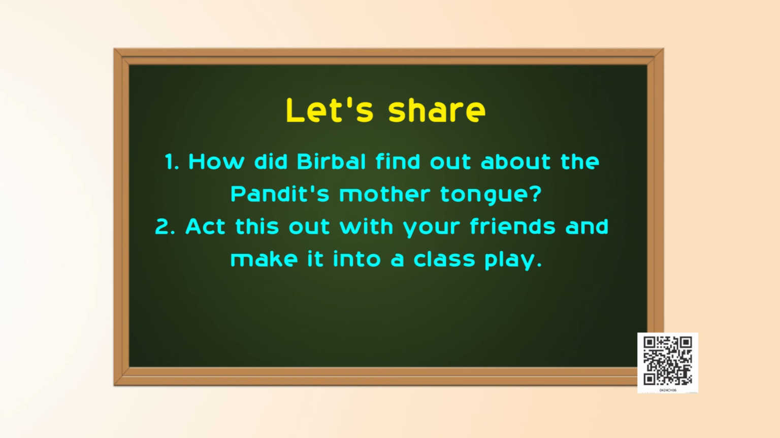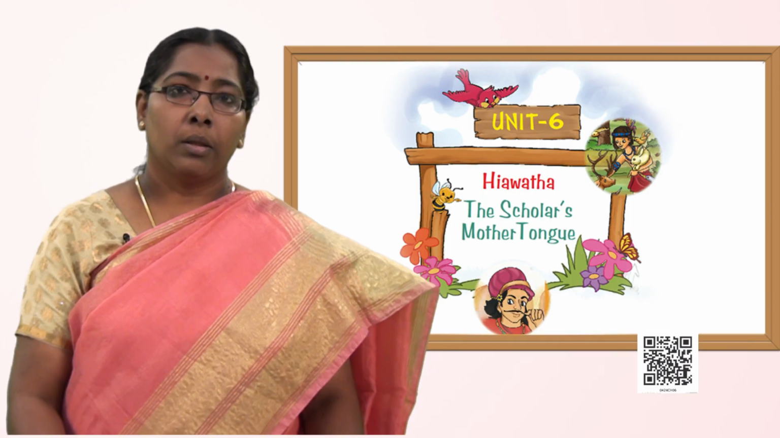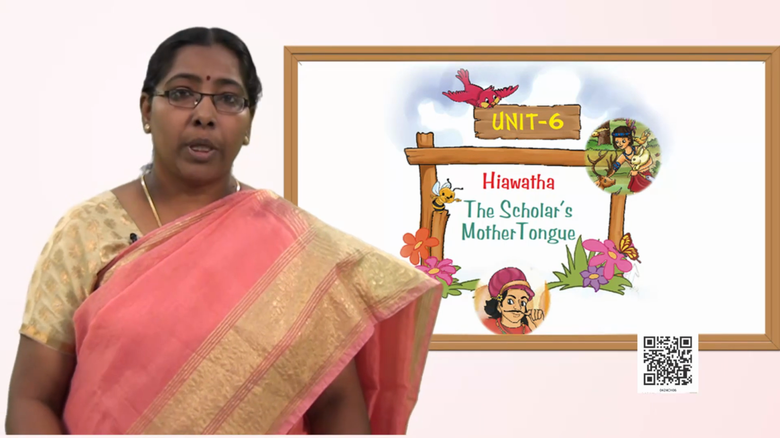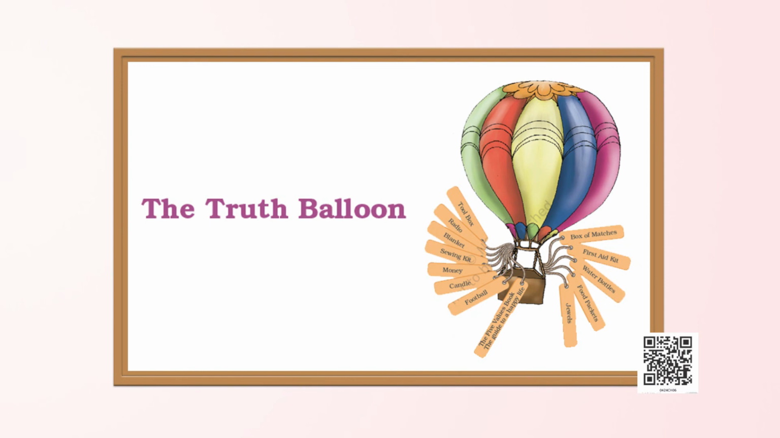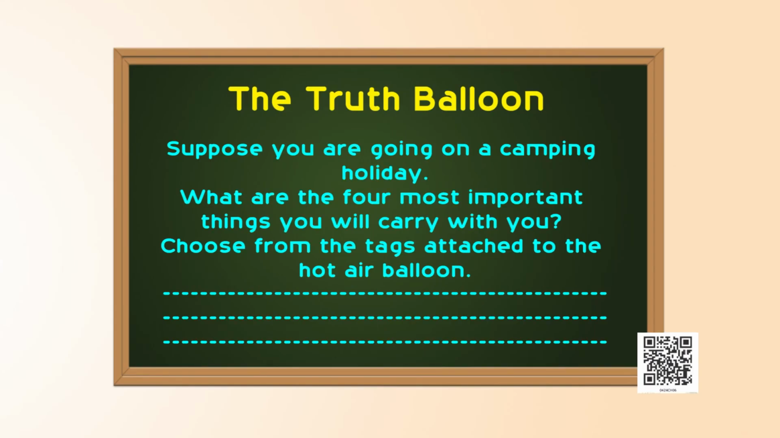The next activity is about enacting the play. So, you can take the help of your friends and you can enact this play and you can show this to your class. Okay. Page number 129, we have an activity called the truth balloon. Suppose you are going on a camping holiday, what are the 4 important things you will carry with you? Choose from the tags attached to the hot air balloon.